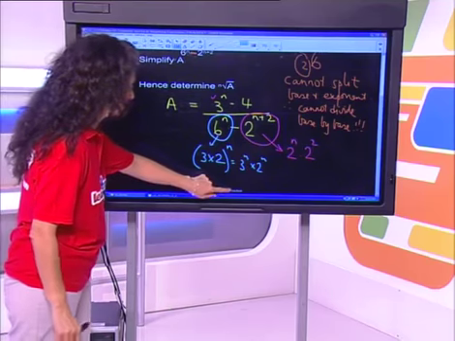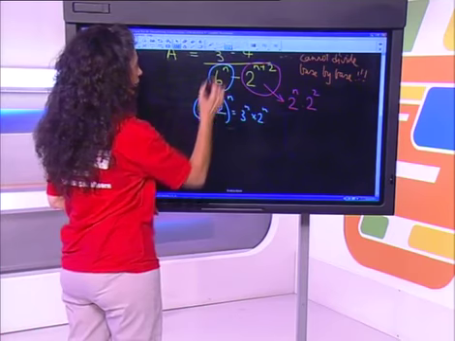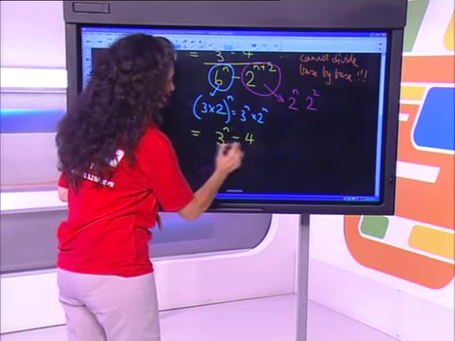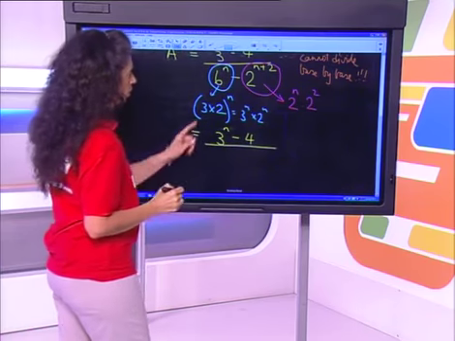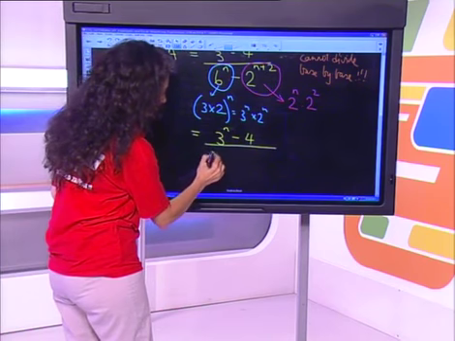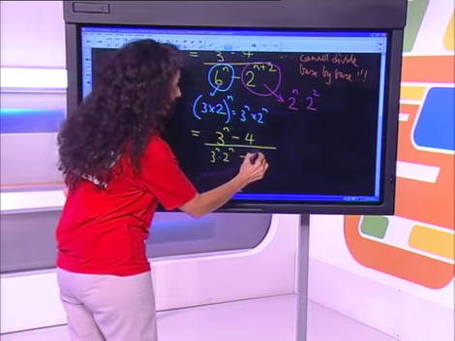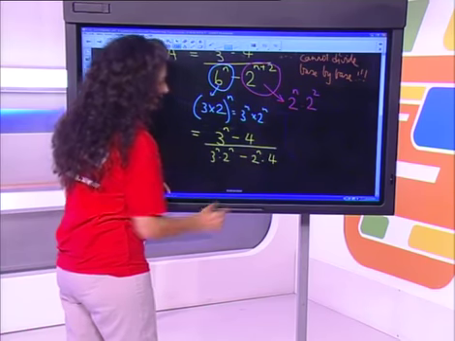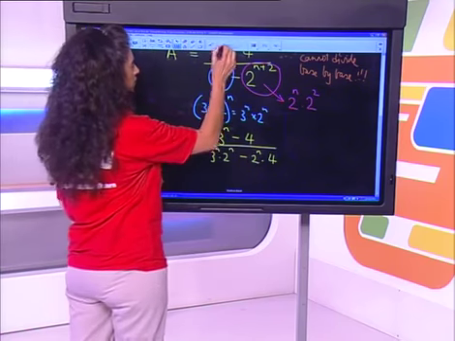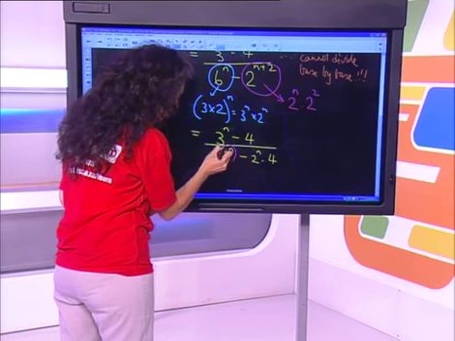And then we have this fraction, 3 to the n minus 4, divided by 3 to the n times 2 to the n in the denominator, minus 2 to the n times 4. And now we'll see, in the numerator, there's nothing I can factorize. But can you see what's happening in the denominator? We've got this common 2 to the n.